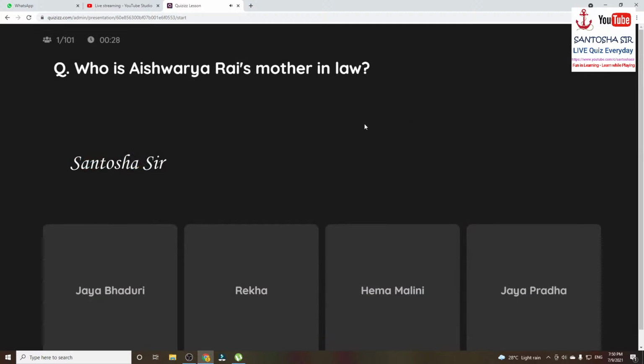Who is Aishwarya Rai's mother-in-law? Is that Jaya Baduri, Rekha, Hema Malini, or Jayaprada?